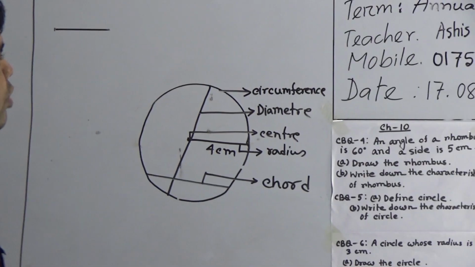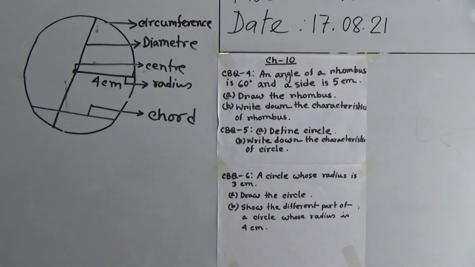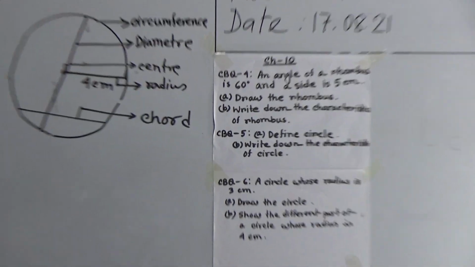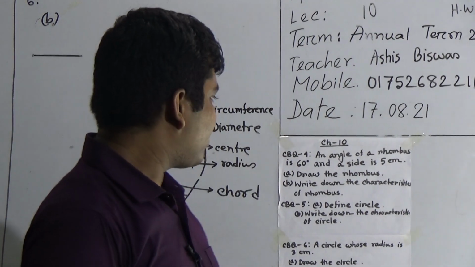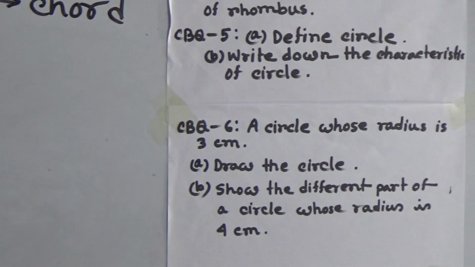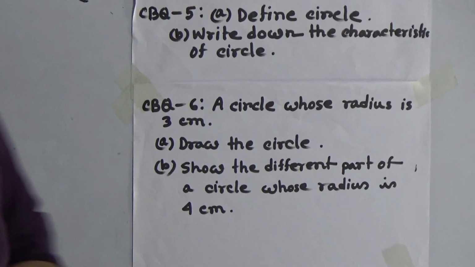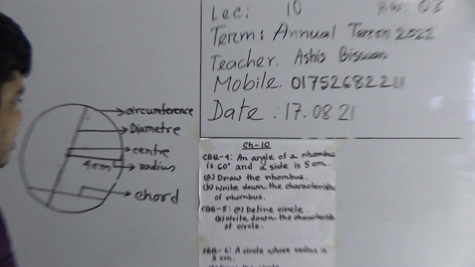My dear student, you must do CBQ number 4, 5 and 6 as your SW, and you must memorize this very carefully, because by learning these 6 CBQ you will get at least 3 questions in your answer script. So my dear student, memorize this very carefully.